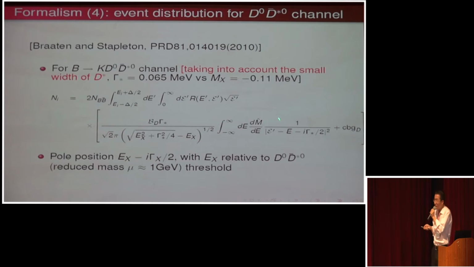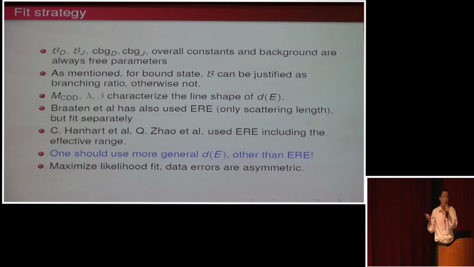But now the D star width is important because although it's very small, note that the X particle width is also 0.1 MeV. It's not so small compared to the D star width. And in numerics, we also confirm this point. Okay, now we show how we fit. As I mentioned, these two overall constants and the background are fitted parameters in any case.